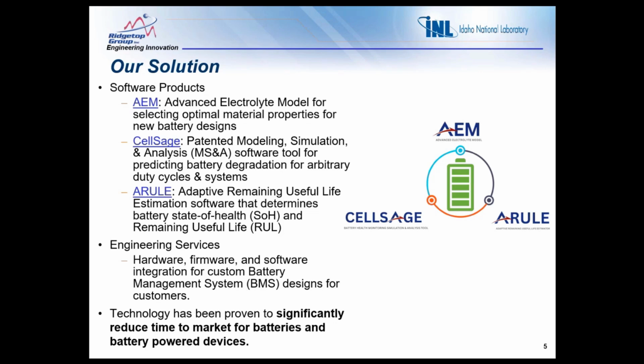And then ARULE, or the adaptive remaining useful life estimator, which is a prognostic reasoner that helps us determine battery state of health and remaining useful life based on arbitrary types of feature data. So whether we're looking at rise of internal resistance or a spike in temperature or current or voltage, those are types of feature data coming from a BMS platform that can be processed by ARULE. We also offer a collection of engineering services for hardware, firmware, and software design and development.